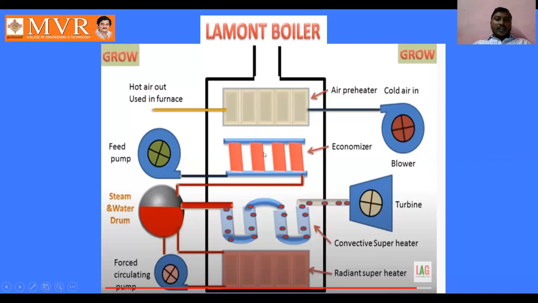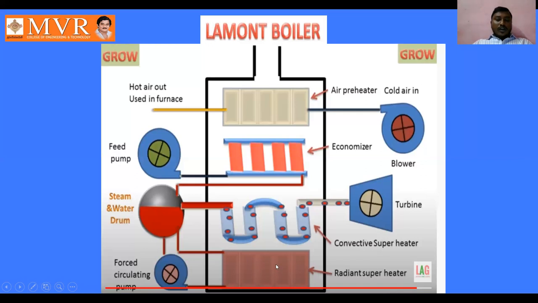See here, the pump which we have here is used to feed water into the economizer. Here the feed water which enters the economizer is heated, its temperature is raised, and it is sent into the steam and water drum. From the steam and water drum, the feed water enters the forced circulation pump.